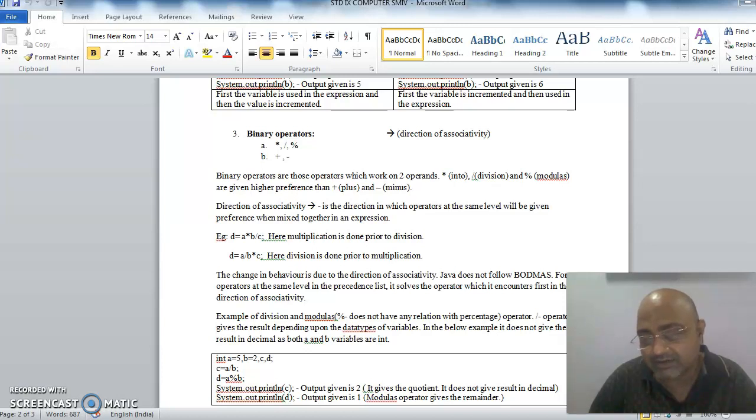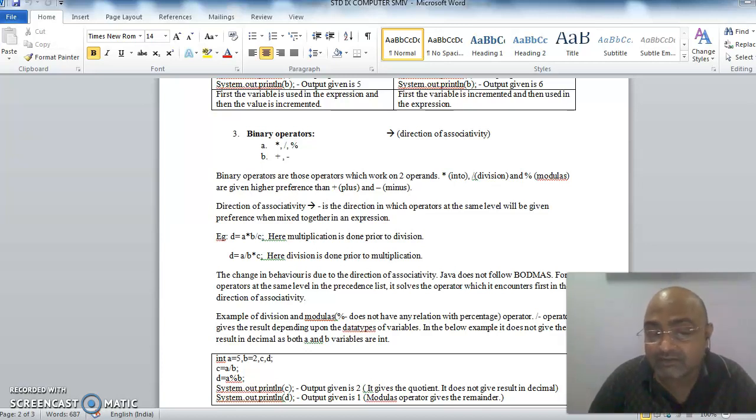So it is like three friends of yours whom you treat equally, so you don't have any preference. Whichever you meet first, you talk to them first. So that is the way. Whichever operator is encountered first in the direction of associativity, that operator will be worked upon first. So that is associativity and binary operators.